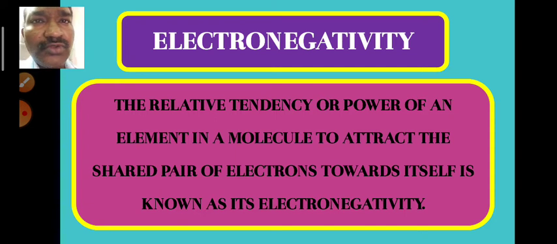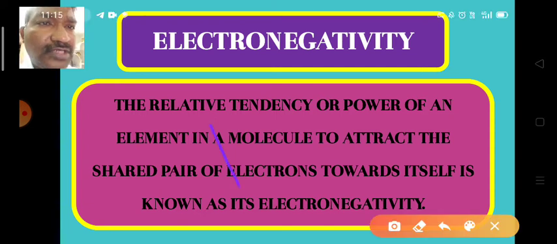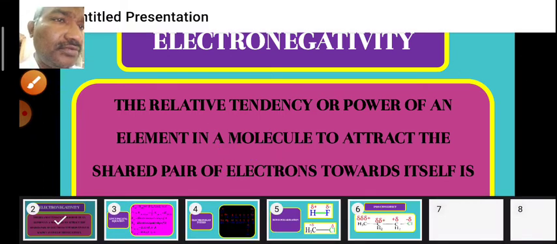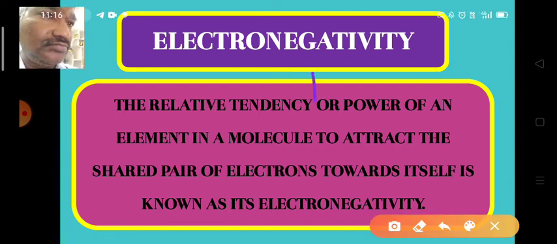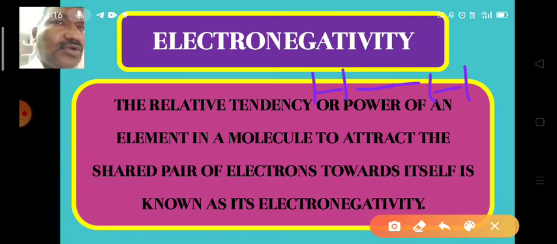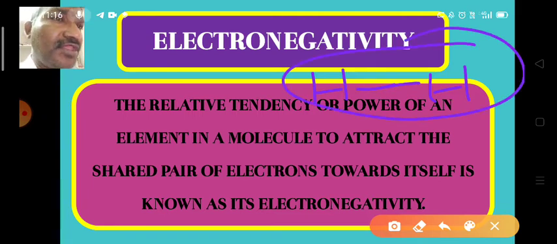In homoatomic molecules, for example, see here in the hydrogen molecule. This hydrogen molecule is a homoatomic molecule. In this one, two hydrogen atoms are bonded with one another, and the effective nuclear charge of these two atoms is same. As a result, the electron pair exactly lies in the middle position. This electron pair does not move to either atom.